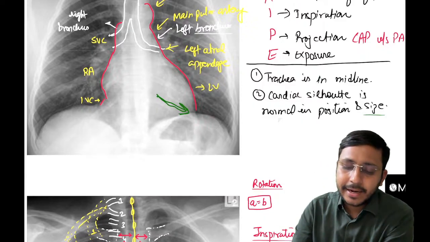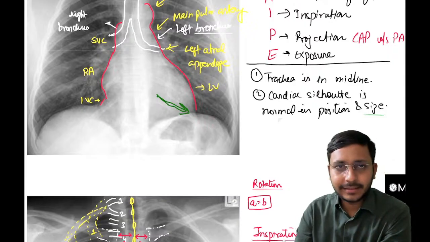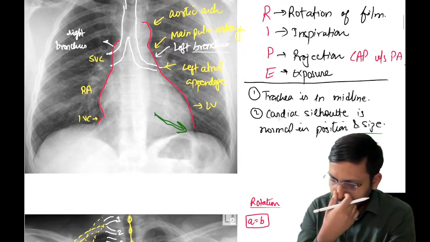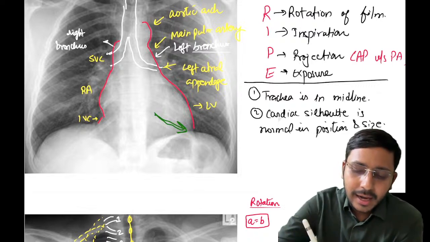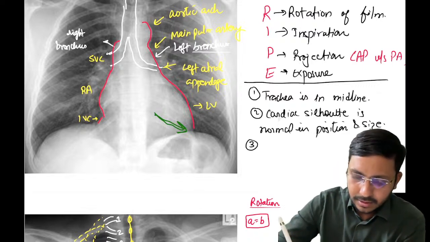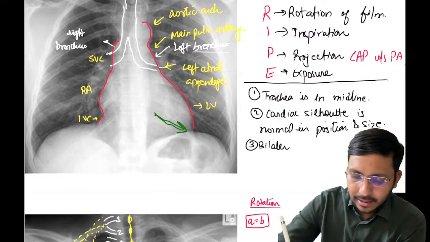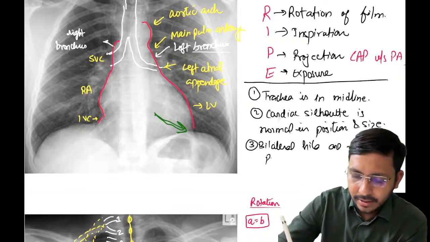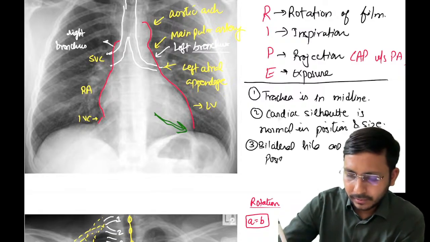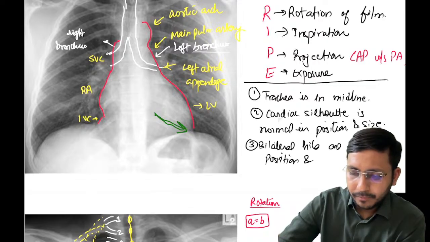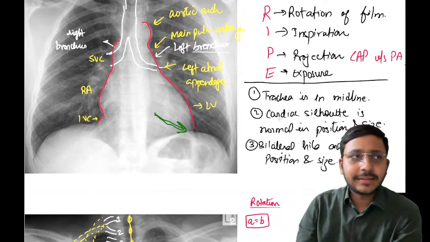Second thing is cardiac silhouette is normal in position and size. Now, third thing that we talk about are the bilateral hyla. Bilateral hyla are normal in position and size.